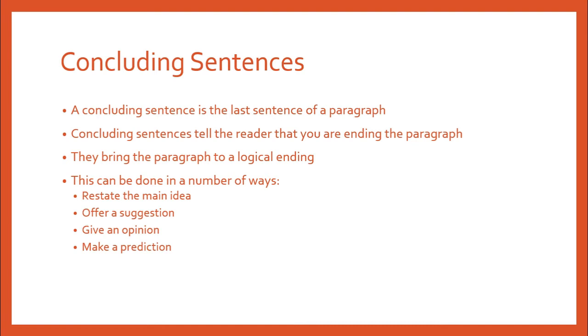And another function of the concluding sentence, which is pretty important as well, is to bring the paragraph to a logical ending, which can be done in a number of ways. So, one method is to restate the main idea. Some concluding sentences also offer a suggestion or give an opinion, and then some other concluding sentences make a prediction. So we're going to talk about all the different ways that you can end a paragraph with a concluding sentence and give some examples of what those look like and how you can tell what kind of concluding sentence you have in a paragraph.